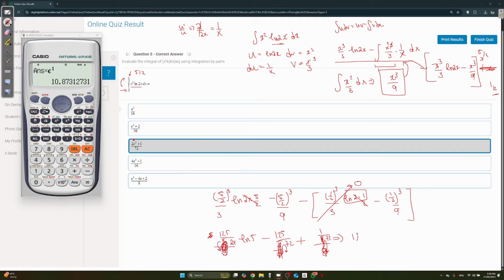Okay, so we're going to get 124 ln 5 minus 125 over 72 plus 1 over 72, which is going to be minus 124 over 72. Okay, so actually, we can do some things here. We can factor out the 124s. I really have no idea how they got 2e cubed plus 1. But let's take a look now.